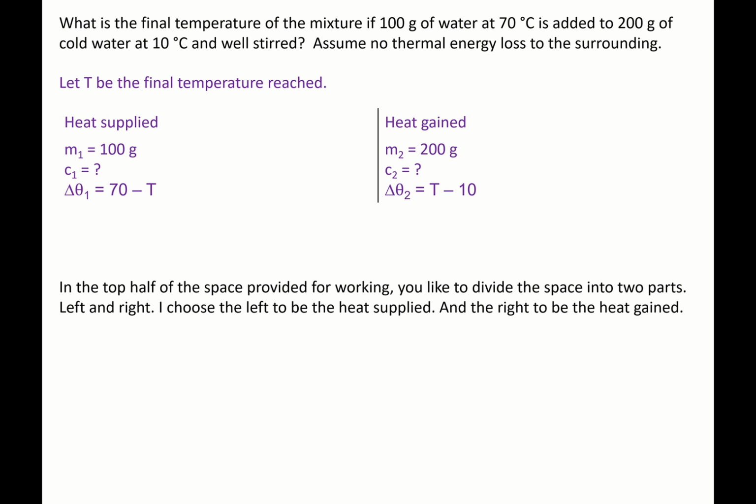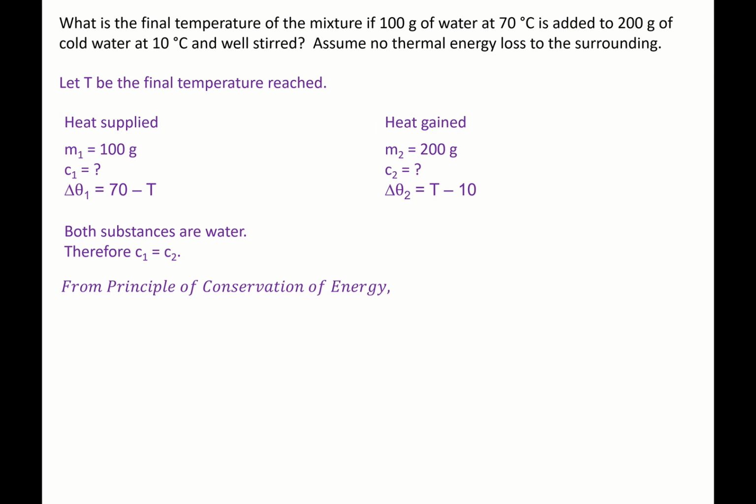Now for the heat gain, it will be the cold water, so it's 200 grams. The C2 is also unknown, and the change in theta 2 equals T minus 10. Now once we lay it out, the solution becomes much clearer. Since both substances are water, C1 equals C2. Never mind the value is unknown, just form the equation first.